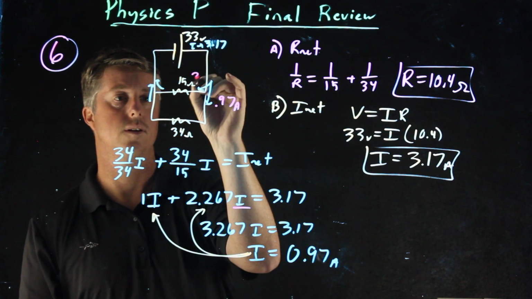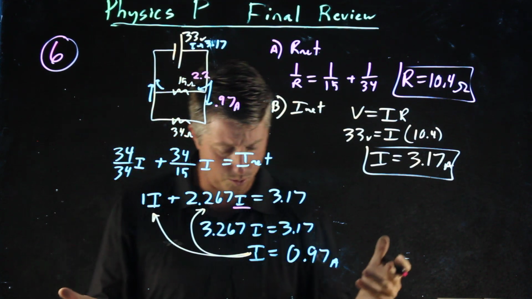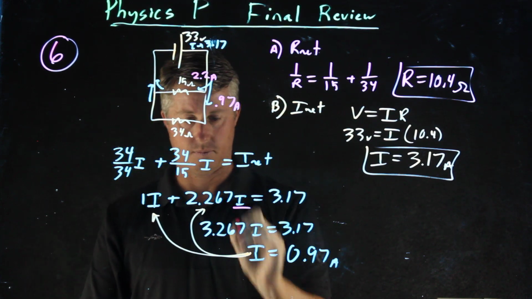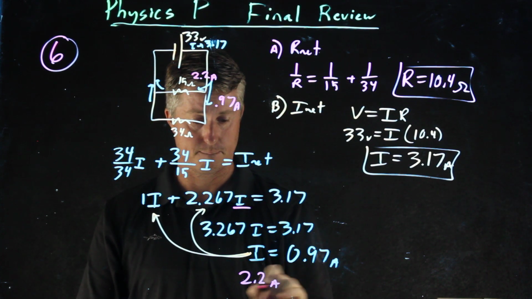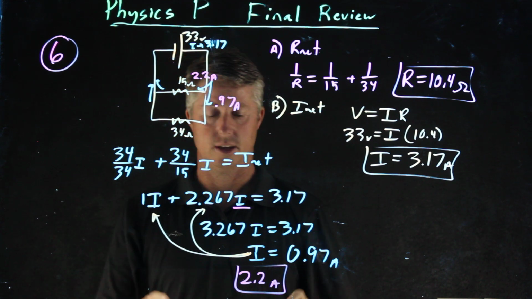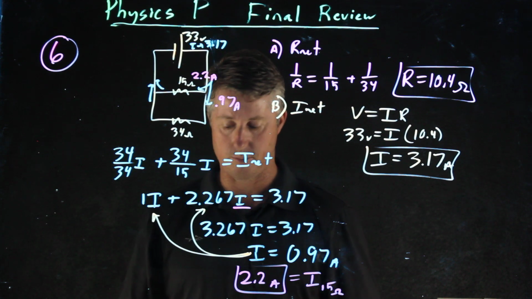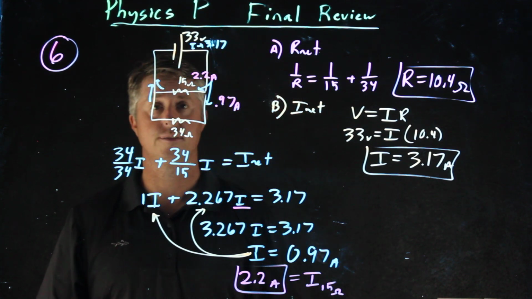Or 2.2, technically it's 2.1999, 2.2 amps. That is the current through the 15 ohm resistor pathway. And that's what we're looking for.